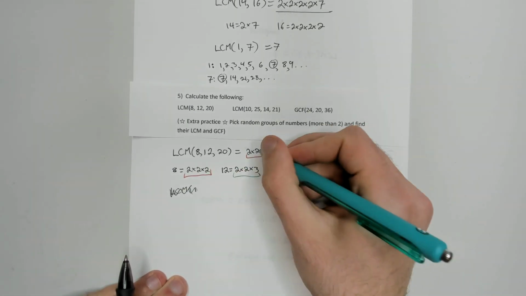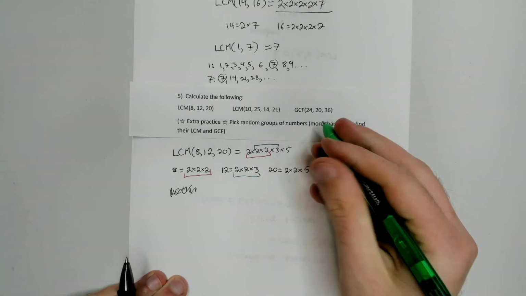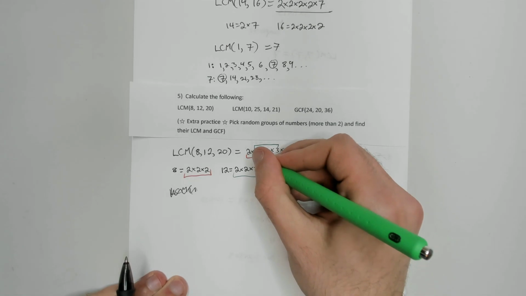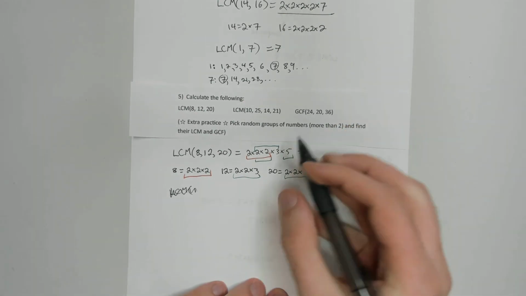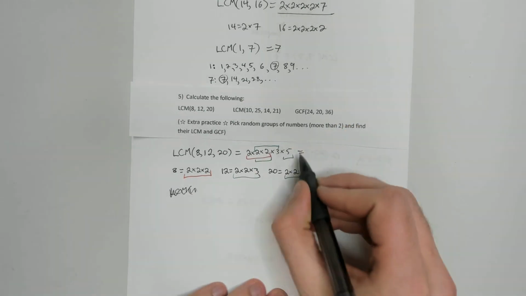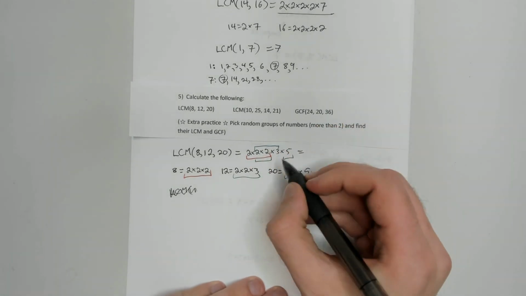12's prime factorization is covered by this. And 20's prime factorization is covered by this lowest common multiple up here. So that means it's a multiple of all these numbers, and this is the smallest one we could do, so it's the lowest common multiple. So now we just have to go ahead and multiply this out.